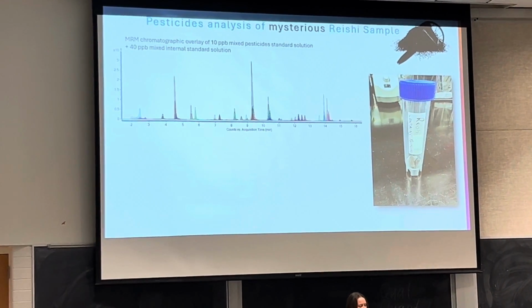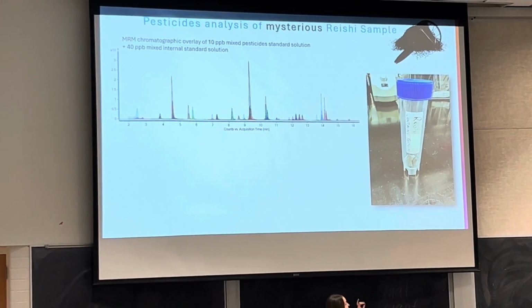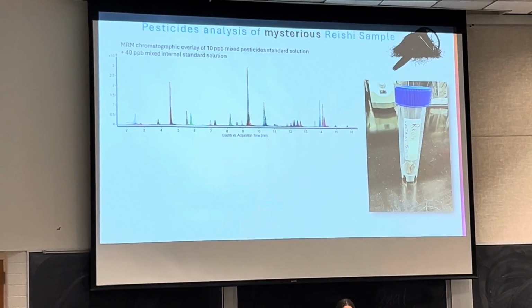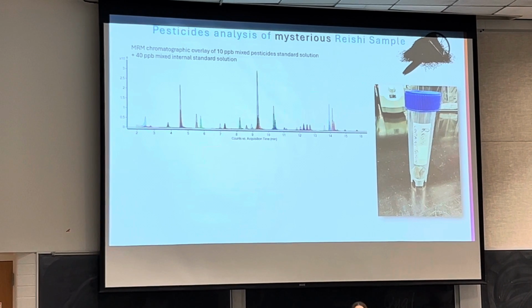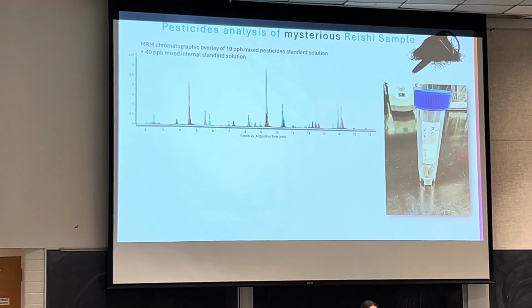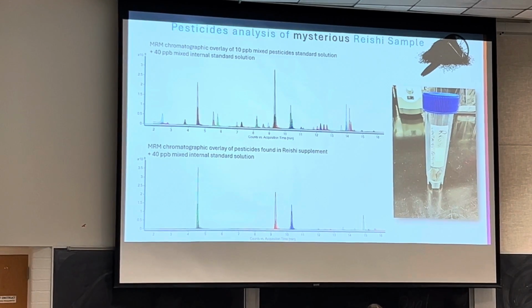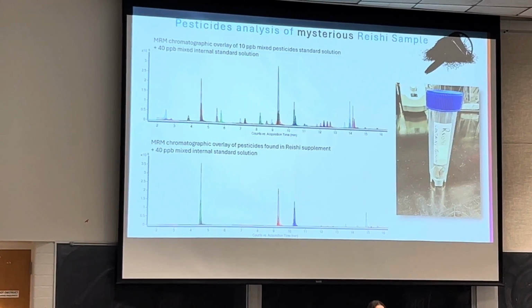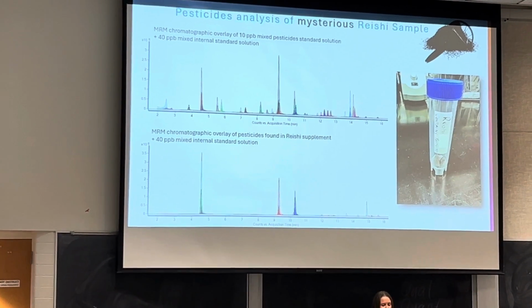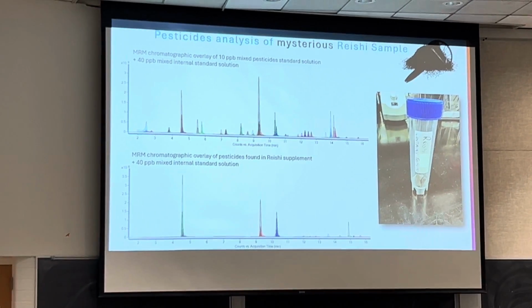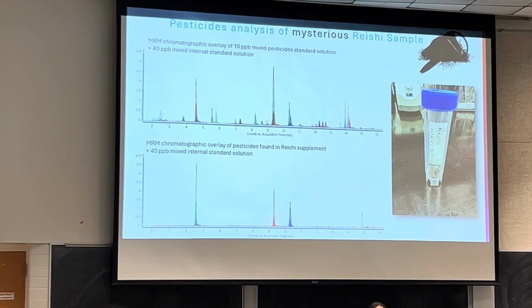So I ran it. This is our 10 ppb mixed pesticide standard solution containing all 51 pesticide targets that I'm looking for, just showing it here for reference. And here is the chromatogram of our sample, our mysterious reishi sample, where I found trace levels of 6 insecticides.